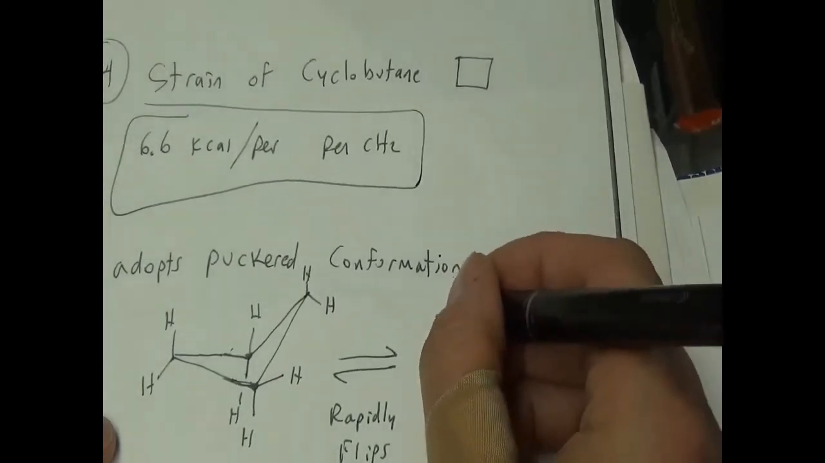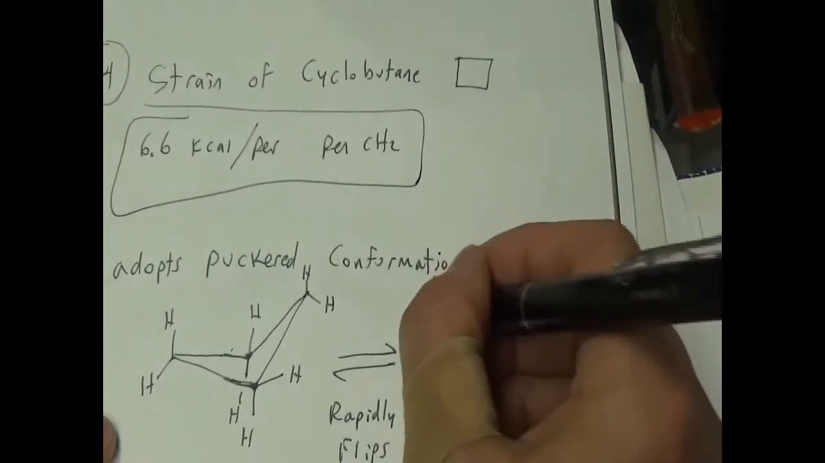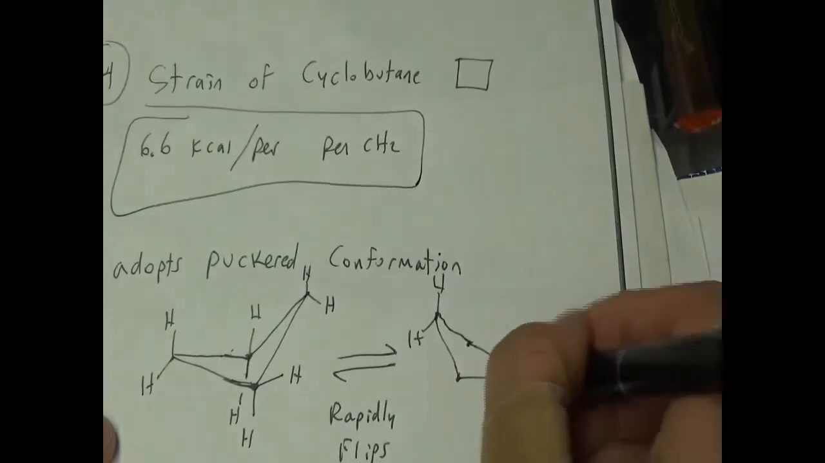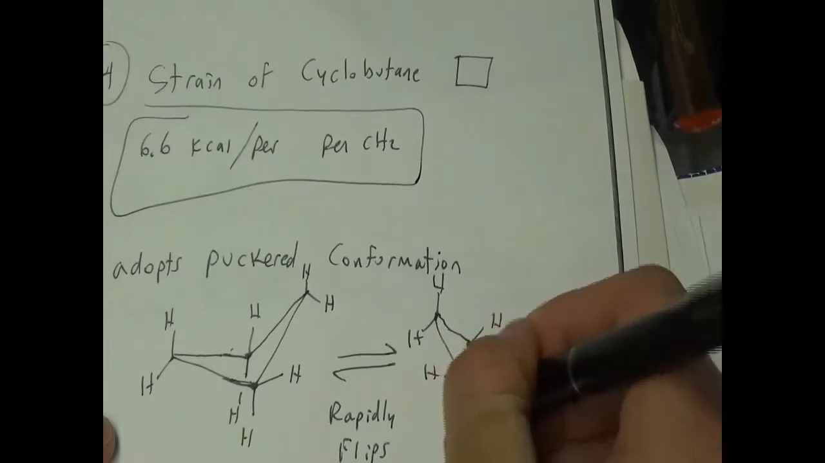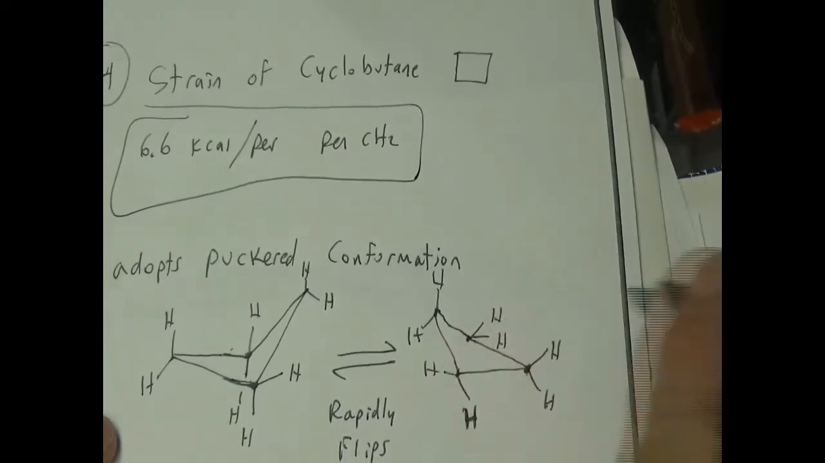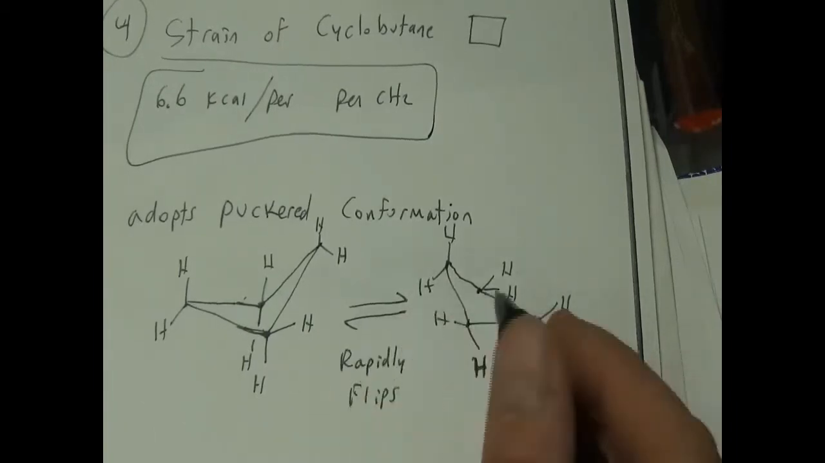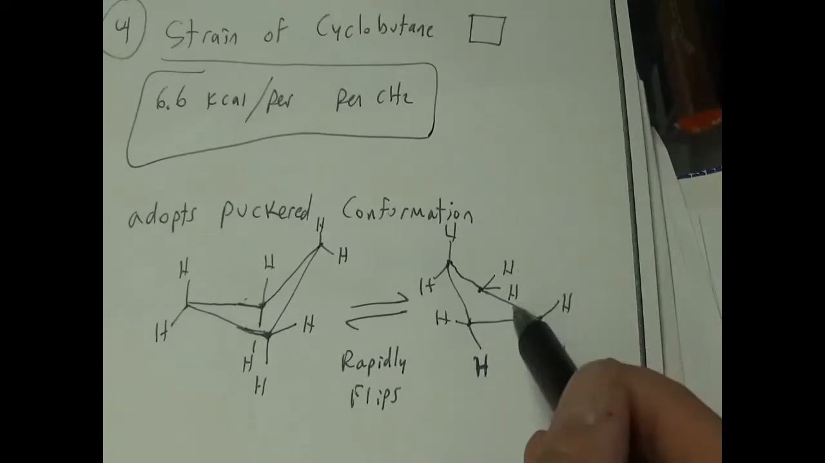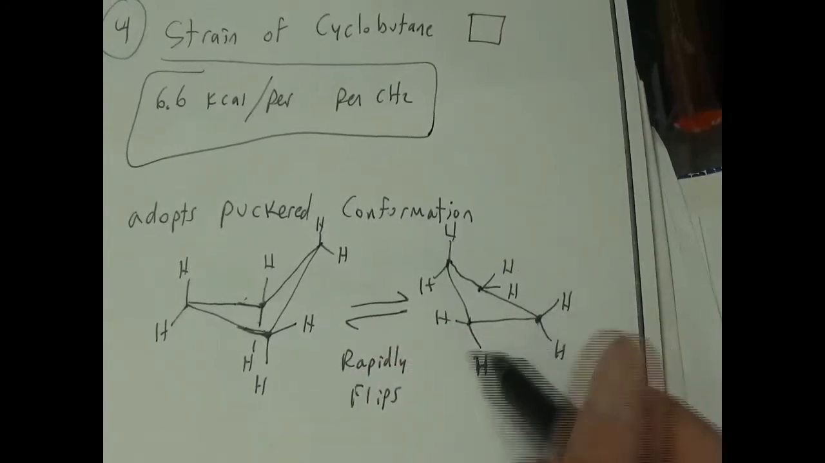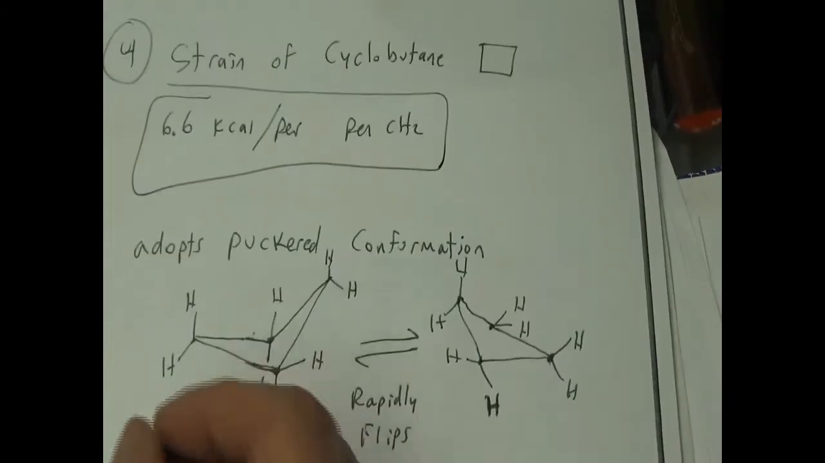4 carbons, and H, H, H, H, H, H, H, H. All the H's are trying to be as far apart as possible. And these go back and forth. This is kind of a poor drawing. These dots should maybe be a little lower, but let's not worry about this. Just understand there are 2 conformations, and these are puckered conformations. Alright, so why is it puckered?